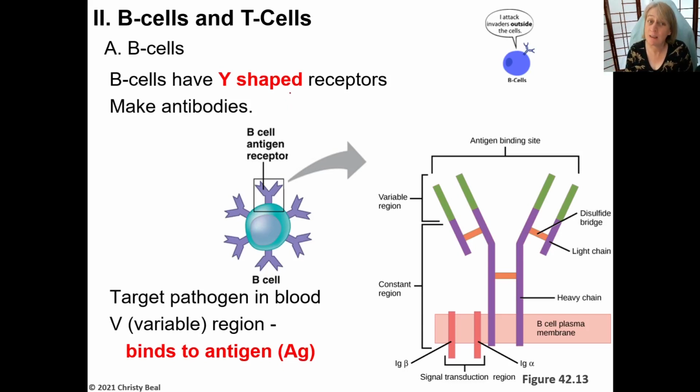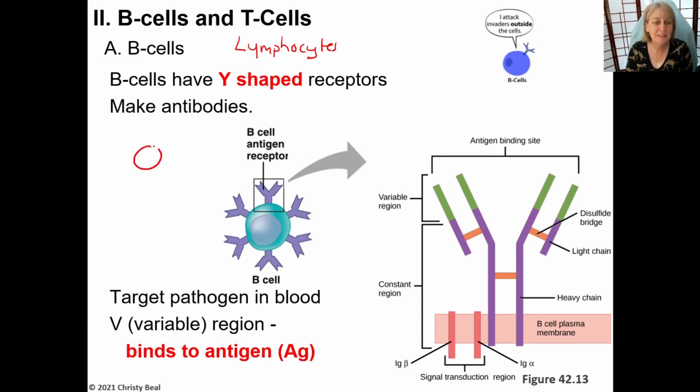Both of these are lymphocytes. They primarily move around in the lymph. They are generated in the bone marrow, but B cells mature in the bone marrow. T cells are going to mature in the thymus. Another difference is the way they look and the way the protein receptors on the outside of these cells look.